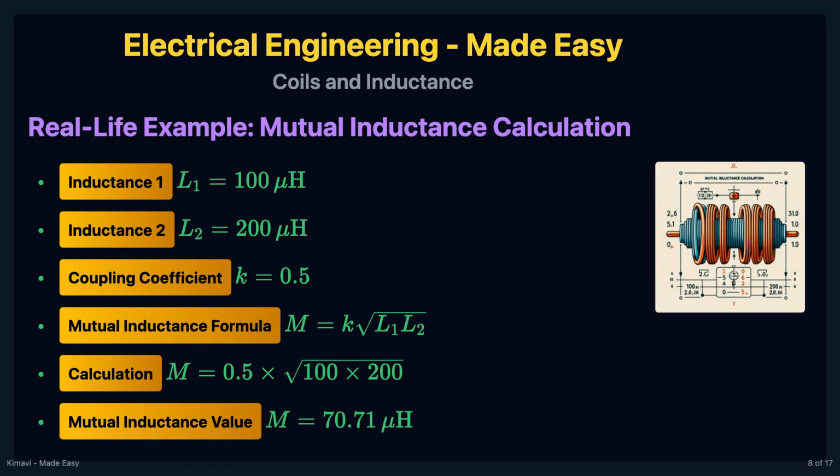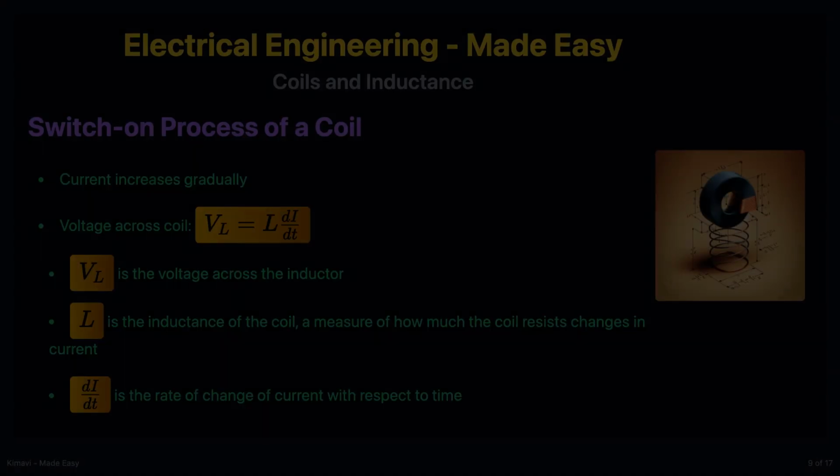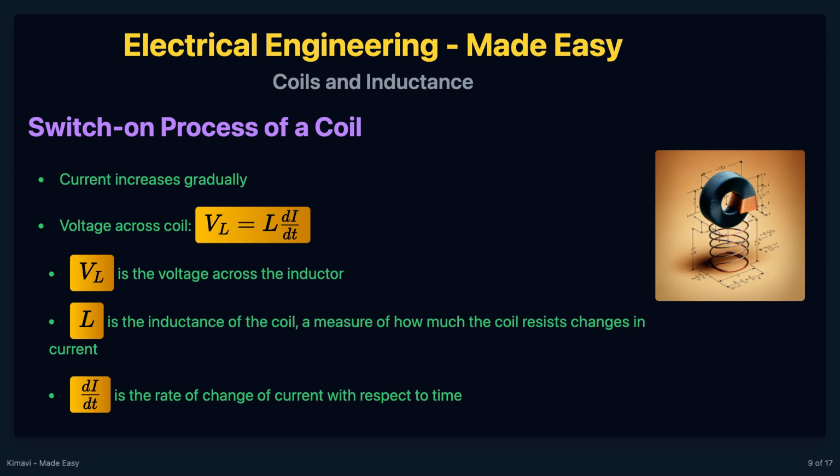If two coils have inductances of 100 microhenries and 200 microhenries, and the coupling coefficient is 0.5, the mutual inductance can be calculated as M equals 0.5 times the square root of 100 times 200, which equals 0.5 times 141.42, resulting in 70.71 microhenries.